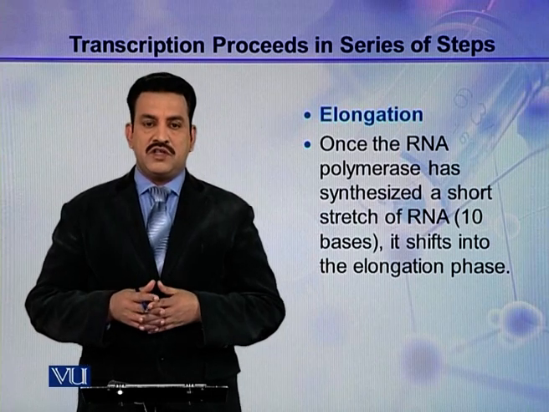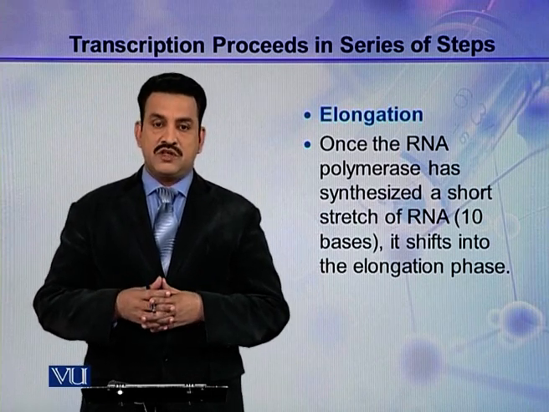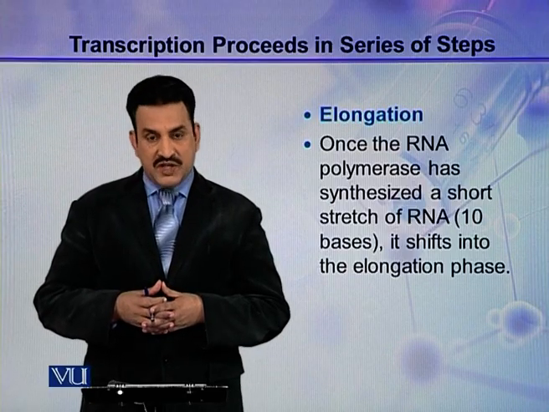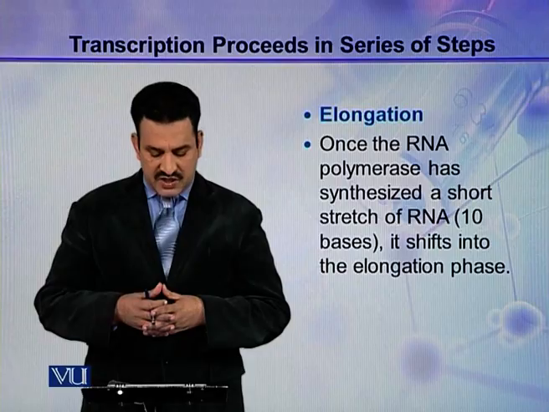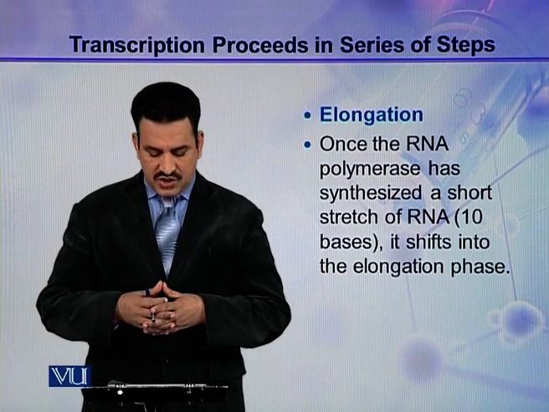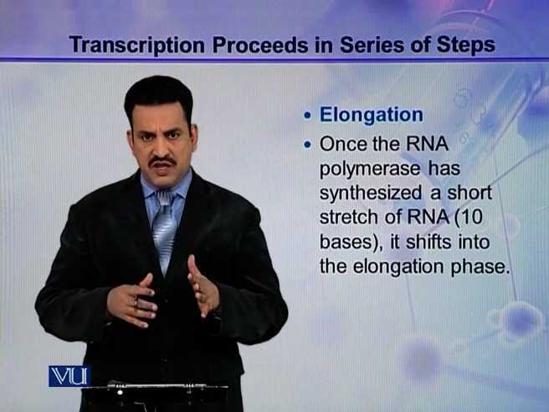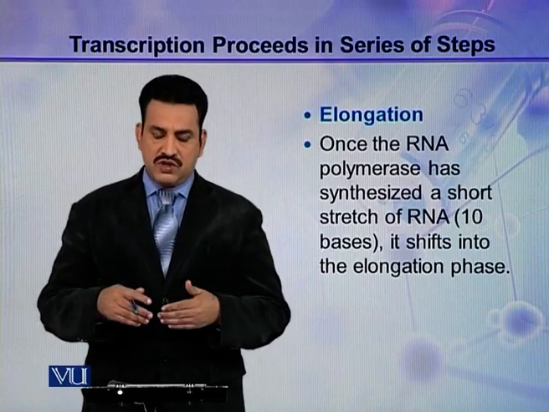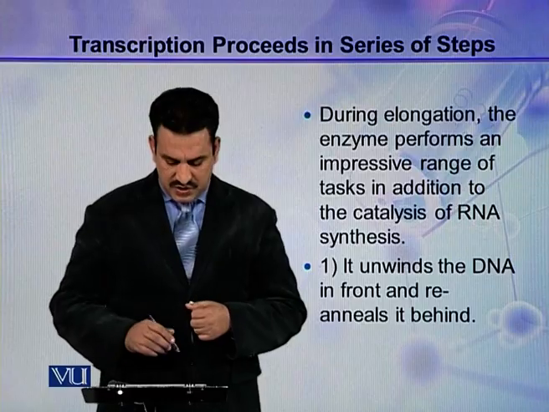So, the second step of transcription is called elongation. Once the RNA polymerase has synthesized a short stretch of RNA, about 10 bases, it shifts into the elongation phase. So, this is the second phase of transcription.